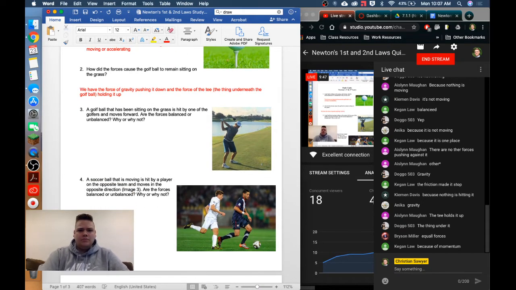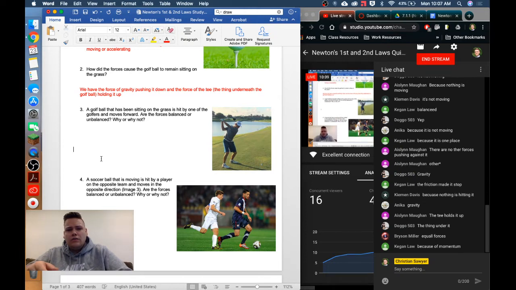Question three. A golf ball that has been sitting on the grass is hit by one of the golfers and moves forward. Are the forces balanced or unbalanced? Why or why not? What do you guys think?